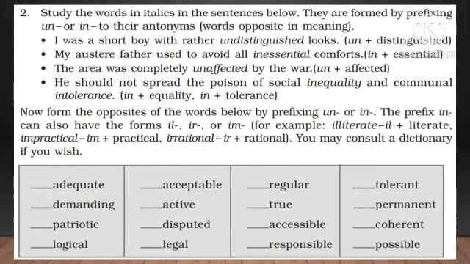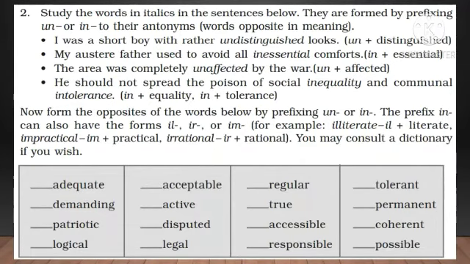Then, he should not spread the poison of social inequality and communal intolerance. In plus equality, in plus tolerance. We add the prefix in order to form the antonym for the words equality and tolerance.